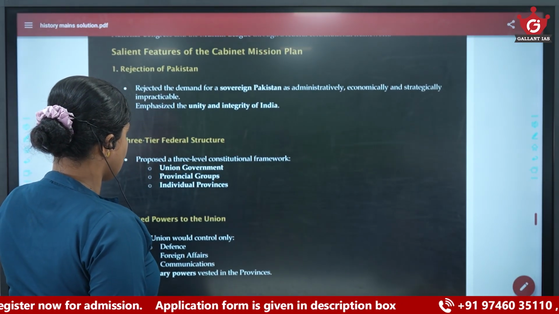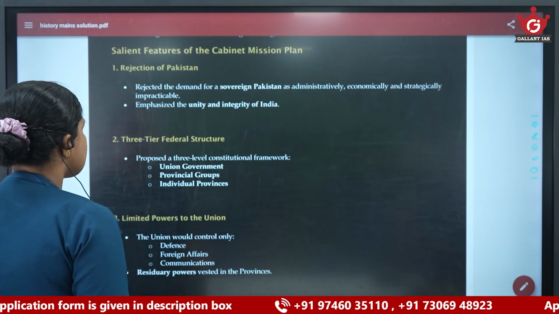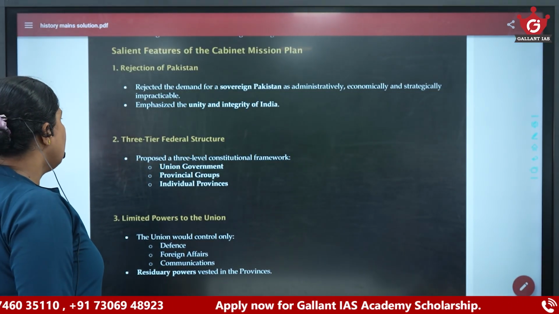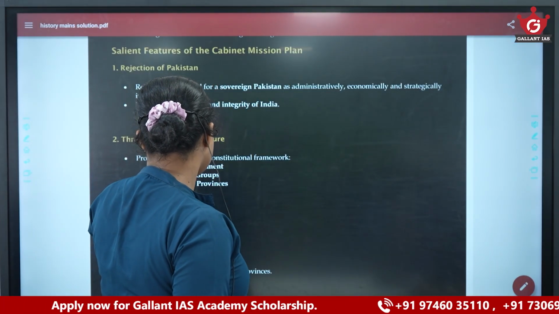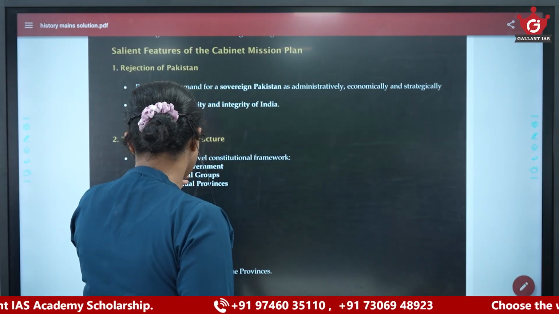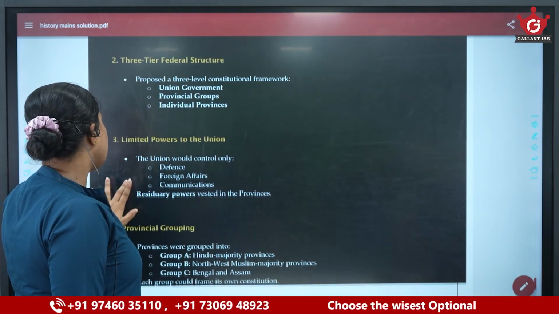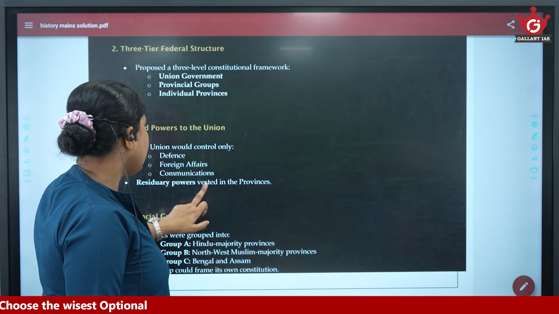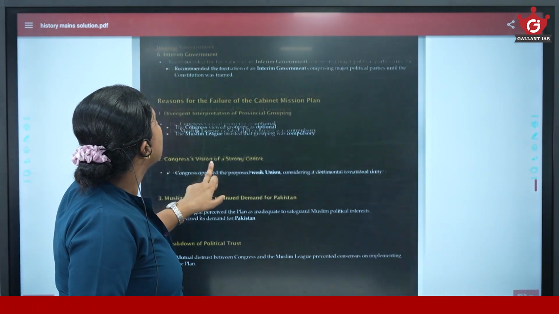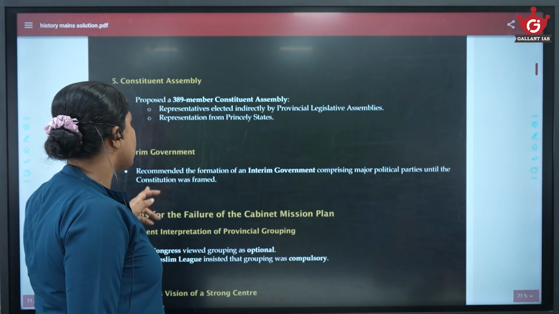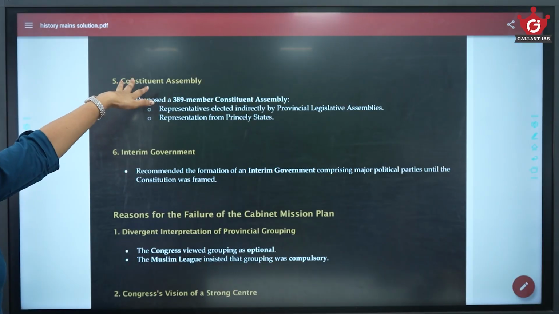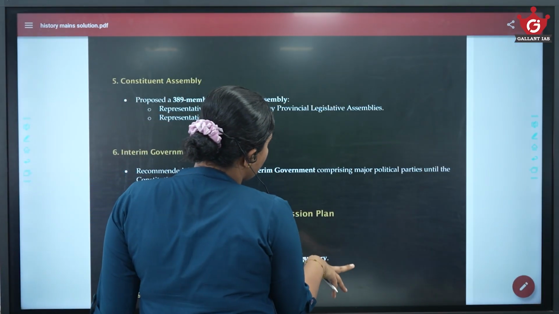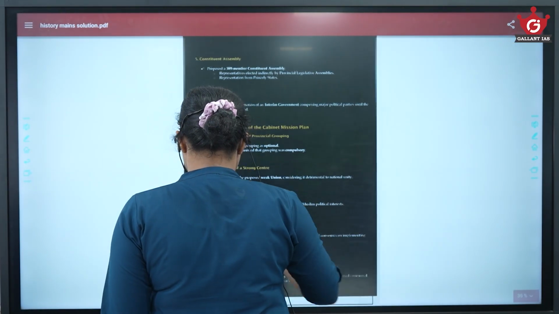Now we move to the salient features of the Cabinet Mission Plan. First is the rejection of Pakistan, because it always emphasized the unity and integrity of India. Next is a three-tier federal structure. They proposed a three-level constitutional framework: union, provincial groups, and individual provinces, and limited the powers of the union. Then there was provincial grouping. They proposed a constituent assembly, and the constituent assembly owes its origin to the Cabinet Mission Plan. Next is an interim government. They recommended the formation of an interim government comprising major political parties until a constitution was formed.